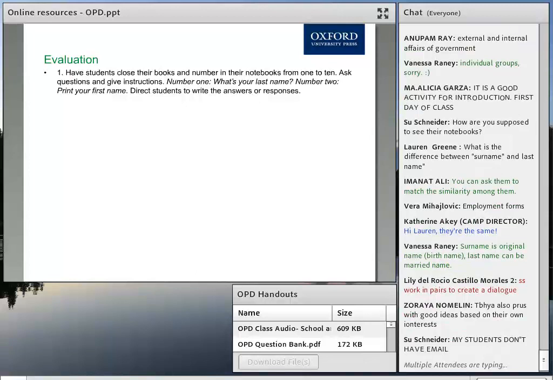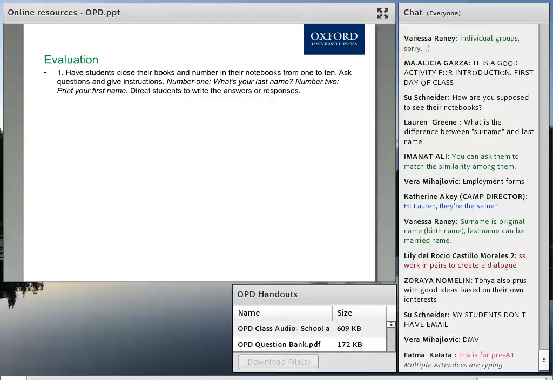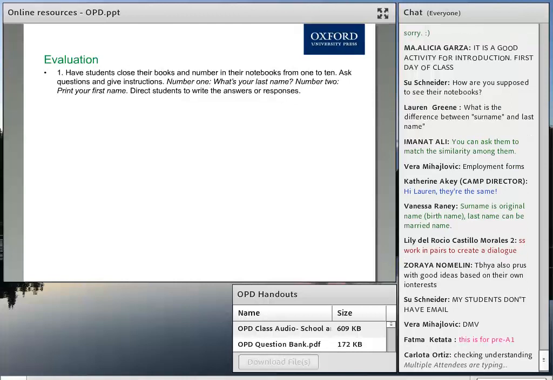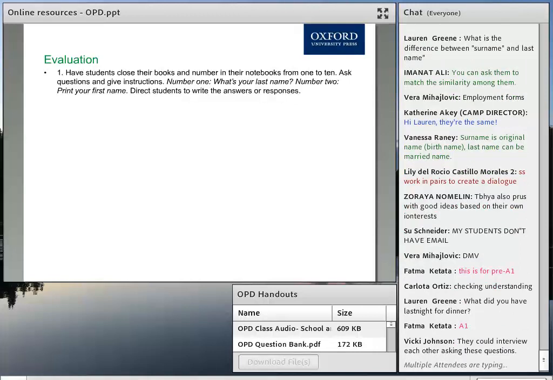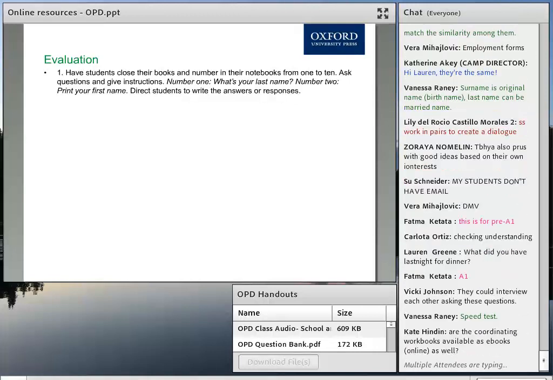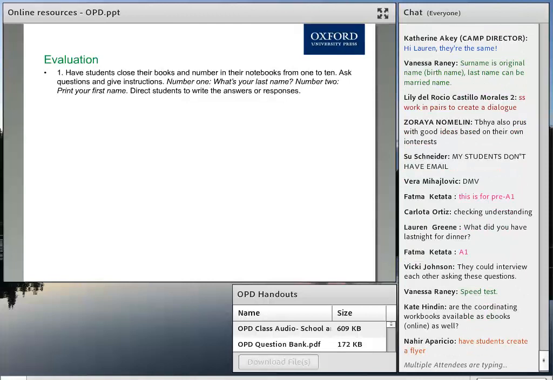Work in pairs to create dialogue, checking understanding. They could interview each other asking these questions. Yes, that's a good idea.